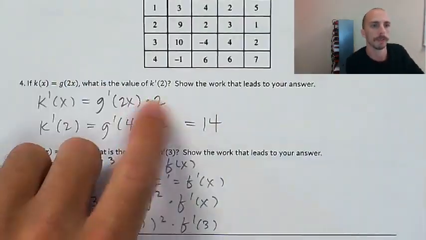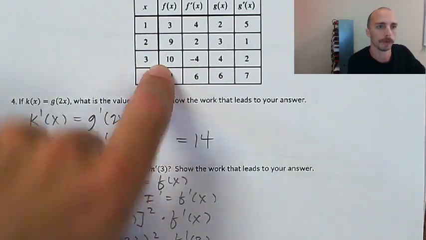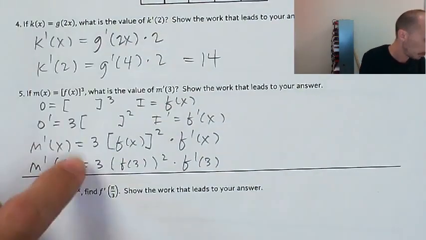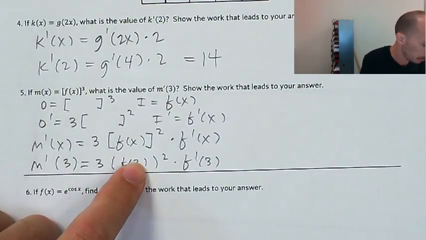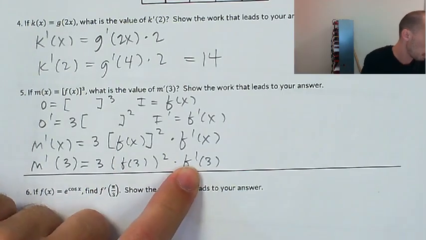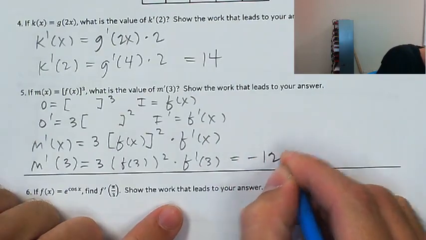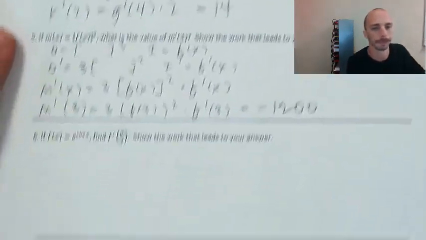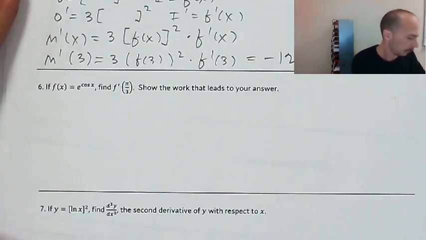Okay, so I'm going to look up f of 3 and f prime of 3. So f of 3 is 10 and f prime is negative 4. So I've got 3 times 10 squared, which is 300, times negative 4, which is going to equal negative 1200. And we just got 2 more.